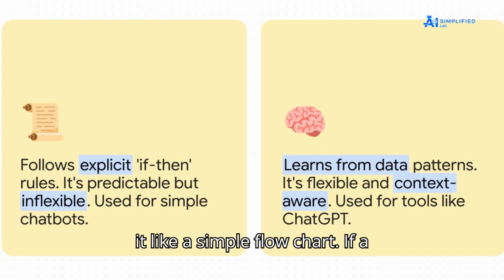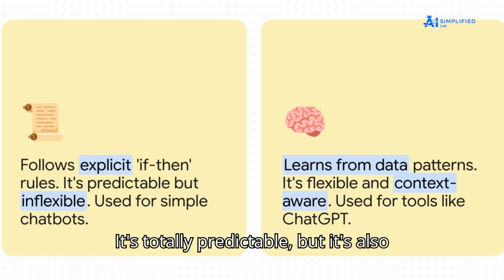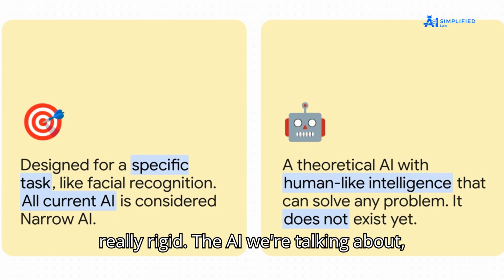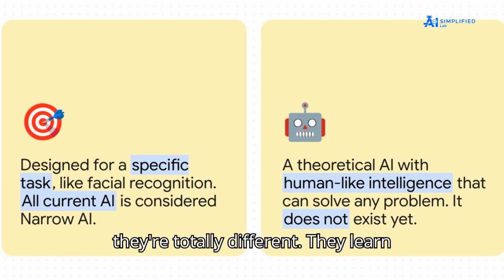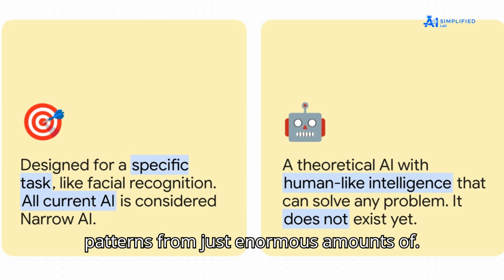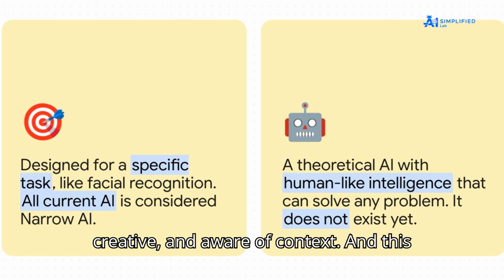If a user says hello, then respond with hi. It's totally predictable, but it's also really rigid. The AI we're talking about, these large language models, or LLMs, they're totally different. They learn patterns from just enormous amounts of text, which makes them flexible, creative, and aware of context.